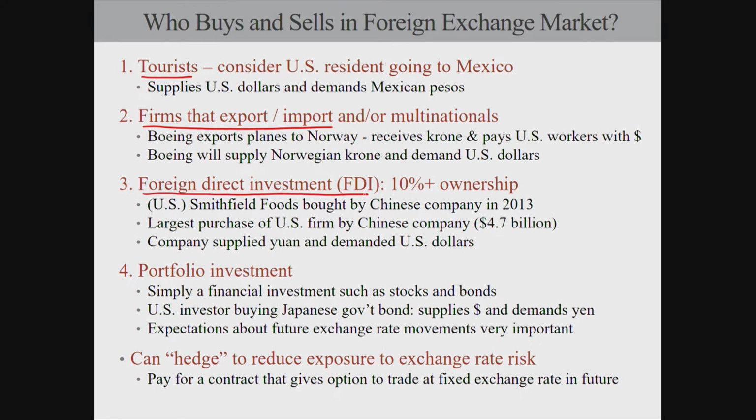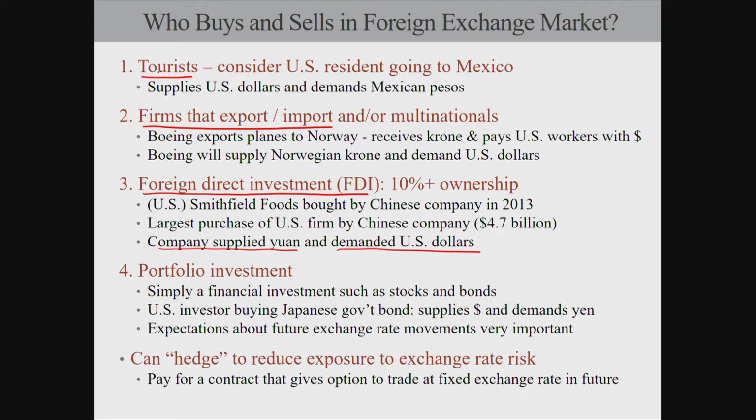And there's foreign direct investment. This represents, let's say, purchases of companies by foreigners. If you think about FDI that happens in the US, an example is the US company Smithfield Foods, which was purchased by a Chinese company in 2013. This was the largest purchase ever of a US firm by a Chinese company. And that company, in order to make that transaction, supplied yuan and demanded US dollars.